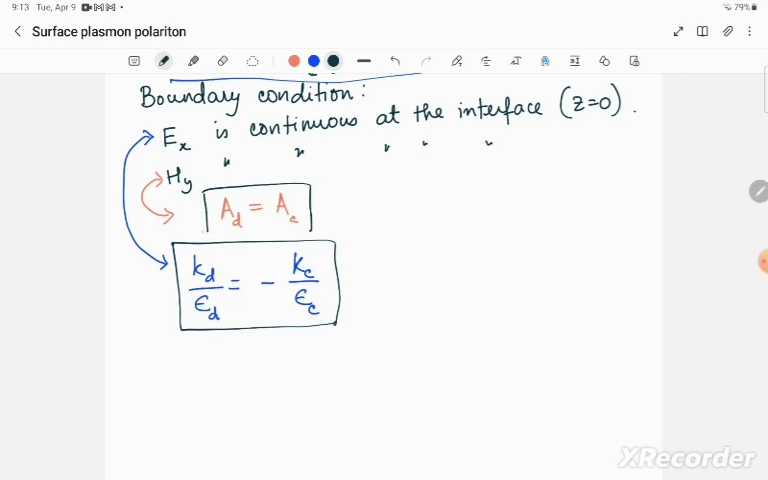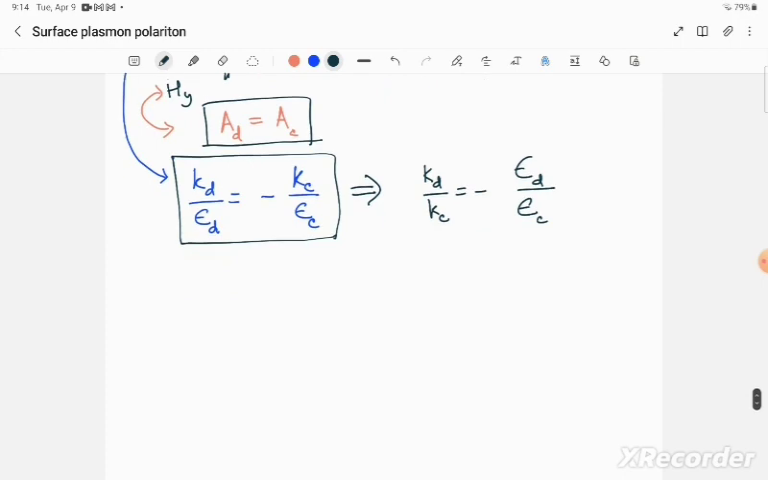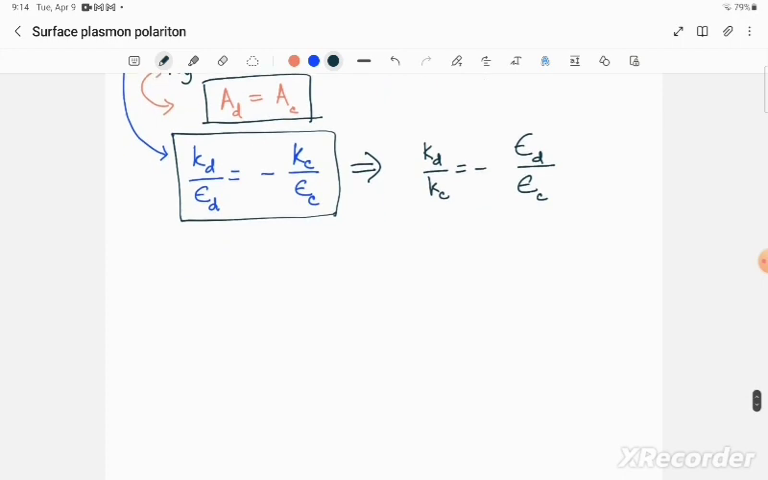So actually this is quite interesting. That tells you the extent of the evanescent waves within the two media. So KD by KC is minus epsilon D by epsilon C. So you see what will be the extent of the evanescent waves within these two media. Fine. So we will carry on today because this will lead to the completion of the TM mode.